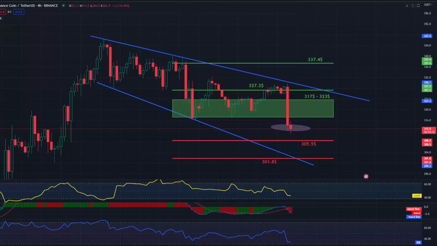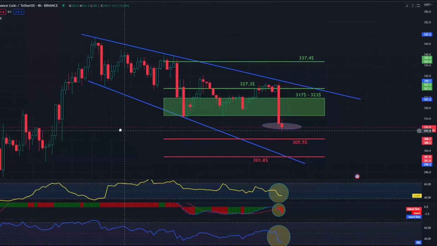The CHOP index indicates that most of the energy has been used in the current correction. The MACD indicates the entry into a local downtrend, while the RSI has a large rebound, and we can see that we are approaching the lower limit, which may slow down the price correction.